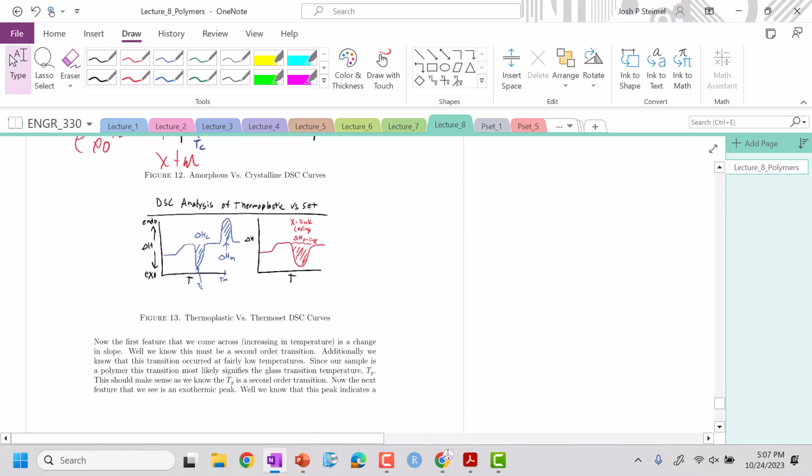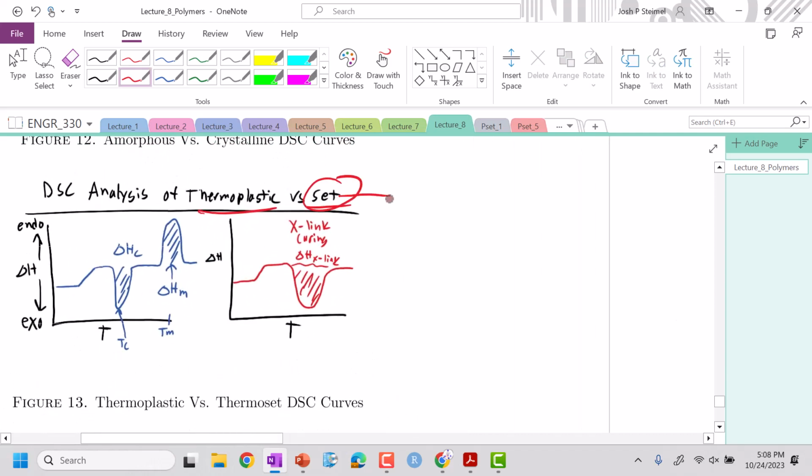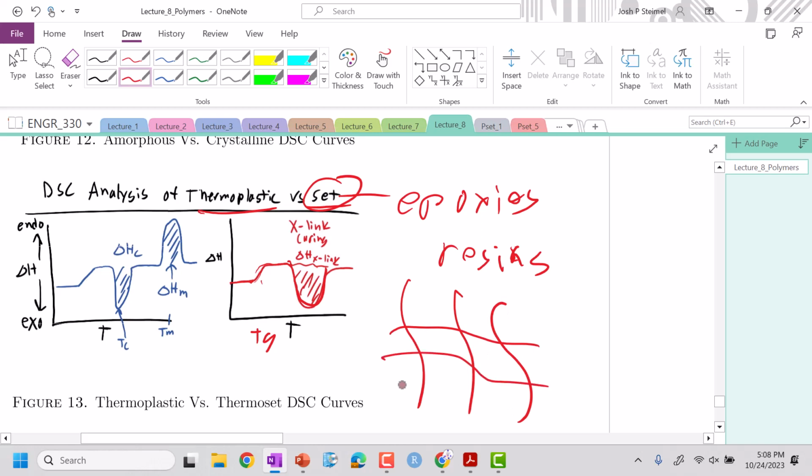Now, you can also look at thermoplastics versus thermoset polymers. Thermoset polymers are like epoxies and resins. JB Weld is a great example. Not sponsored, but I would like to have them as a sponsor. The thermoset polymers are going to exhibit the Tg, and then they're going to cure. Just like when you mix the resin and you feel that heat that's released, they're chemically cross-linking. They are forming chemical bonds that will never break.